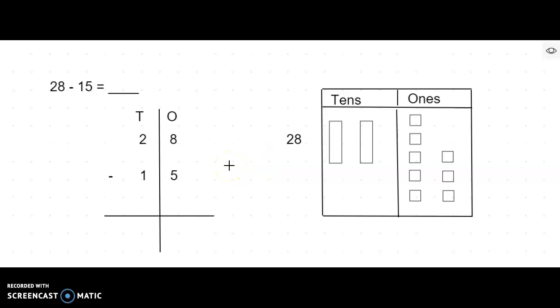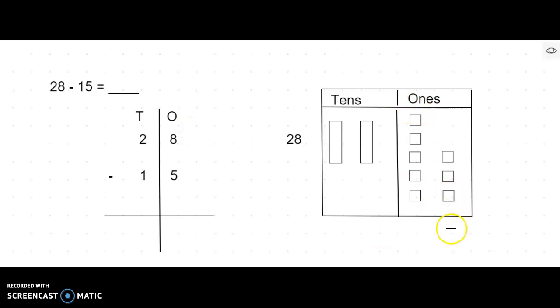Just like with addition, we always start on the one side when we're subtracting. So let's look at our ones first. I have 8 ones to start, and I'm going to take away 5. What I like to do when I'm subtracting is cross out so I can keep track of how many I've taken away. So I need to cross out 5 ones because I'm taking 5 away from 8.